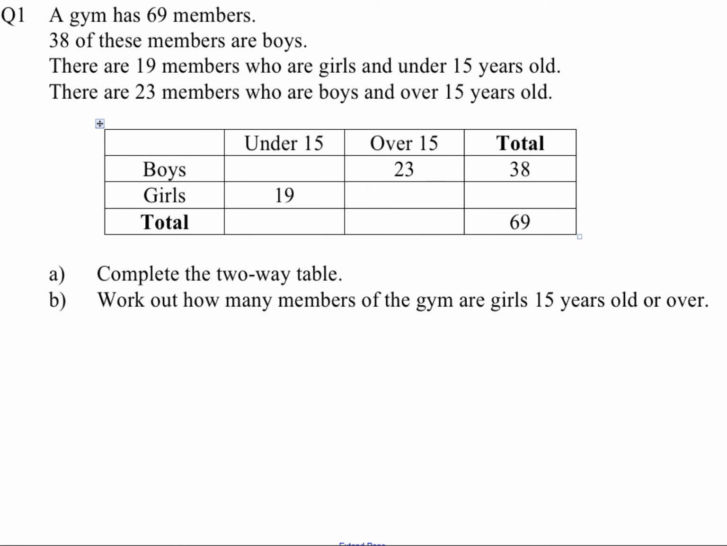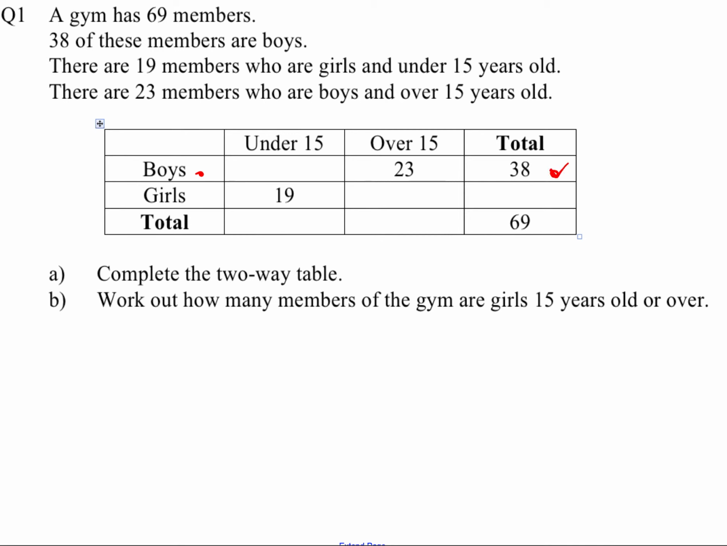Okay, let's look at an example here. This is a type of problem you will need to know how to do. So a gym has 69 members. 38 of these members are boys. So you can see boys total is 38. So that's already put in the table.